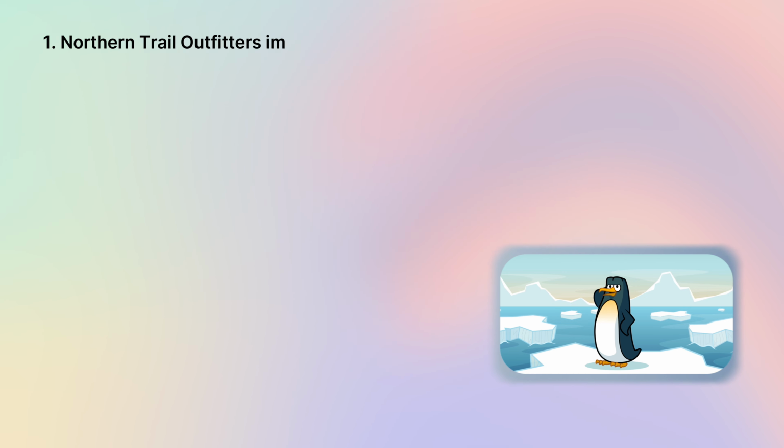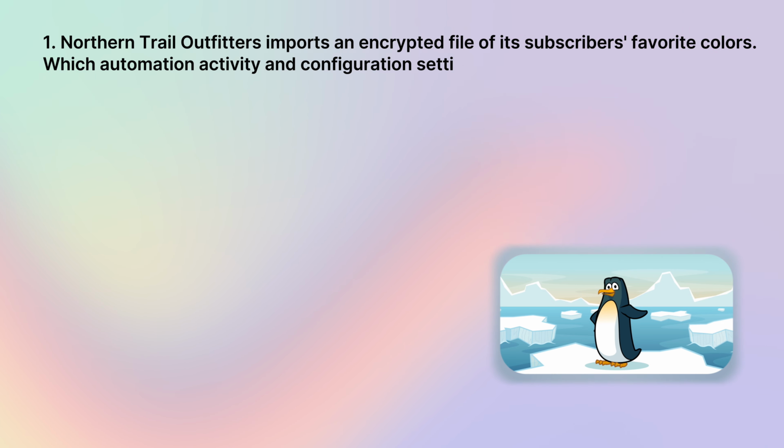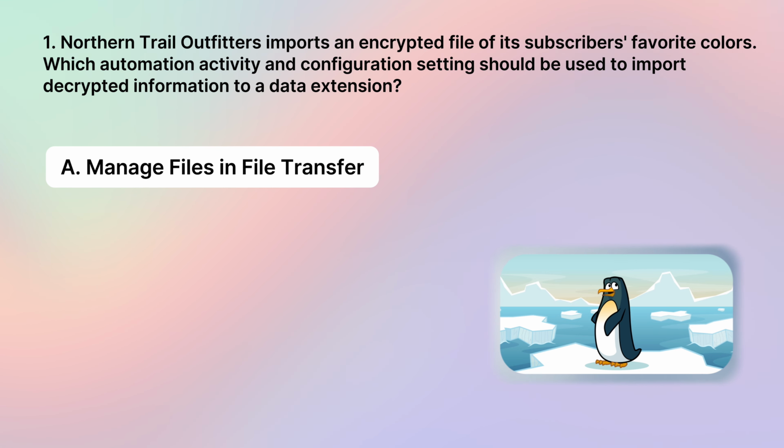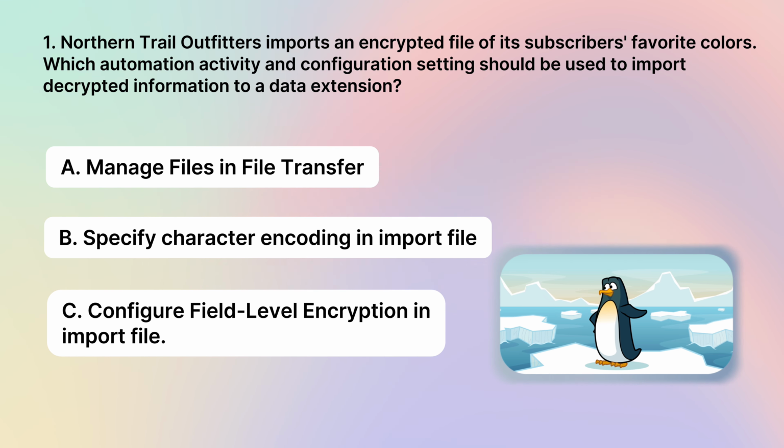Northern Trail Outfitters imports an encrypted file of its subscribers' favorite colors. Which automation activity and configuration setting should be used to import decrypted information to a data extension? A. Manage files in file transfer. B. Specify character encoding in import file. C. Configure field-level encryption in import file.